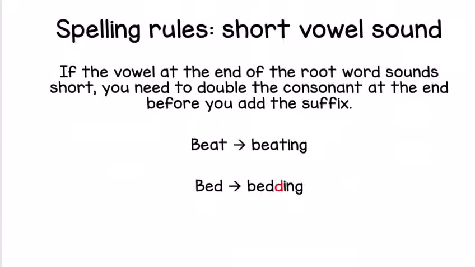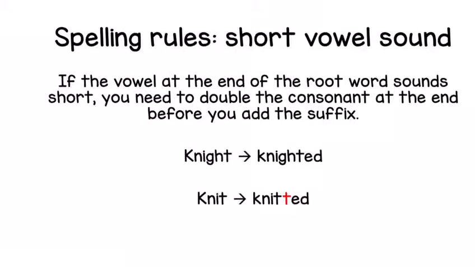Another example is beat. The e sound is a long sound, therefore you don't have to double the t. But if you have bed, b-e-d, rather than beat, you would have to double that d to make it into bedding. If you have night, the i is a long sound, so n-i-g-h-t. Therefore, you don't have to double the t before you add the suffix. Whilst if you had knit, which is spelt quite similarly, however the i sound you can hear is short, you have to double that t before you add the suffix.